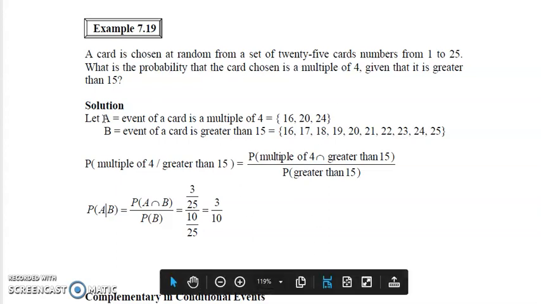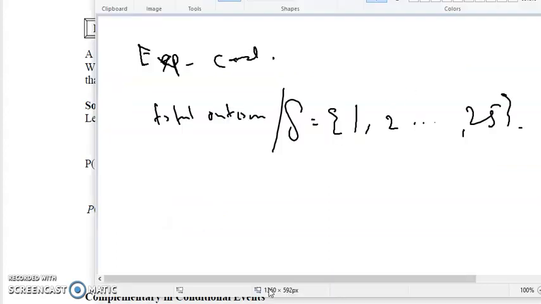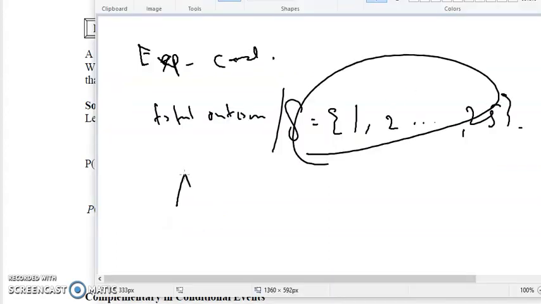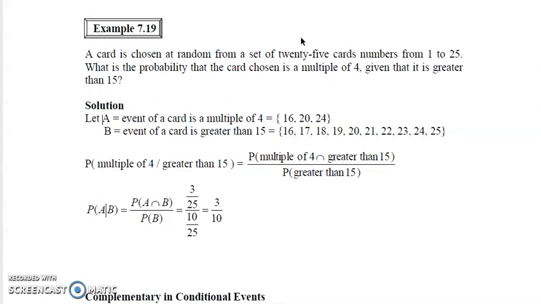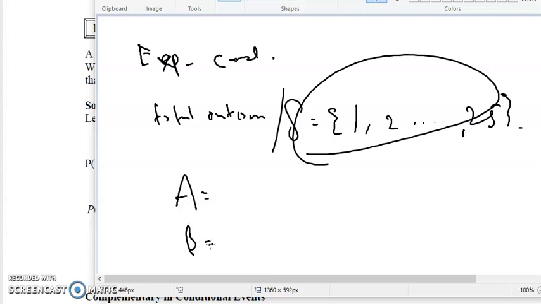So event A, the card is a multiple of 4. Which multiples of 4 are inside 1 until 25? So event A is inside 1 until 25, and it is what? Given that it is greater than 15. So event B, greater than 15, of course, starts from 16, 17, 18, until 25. So this is for event B.